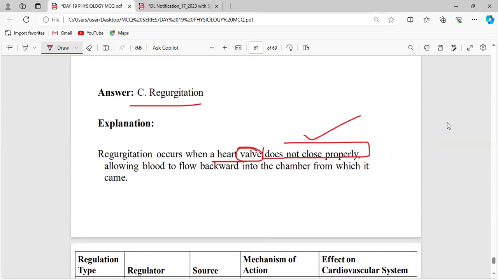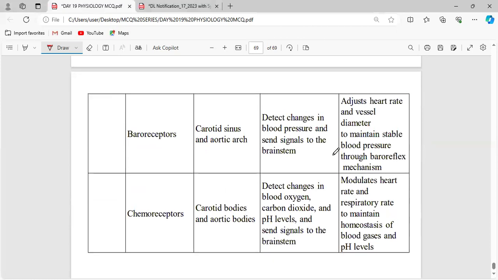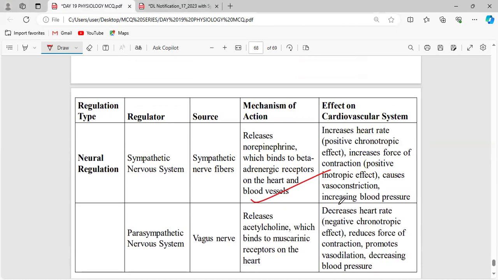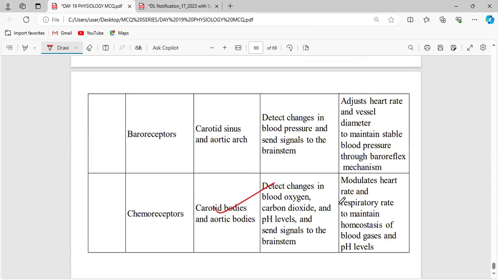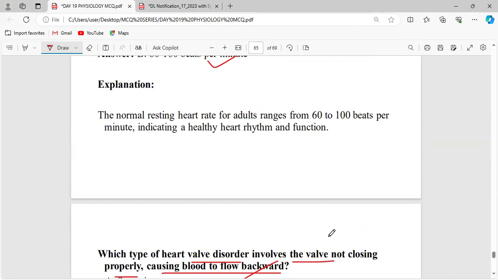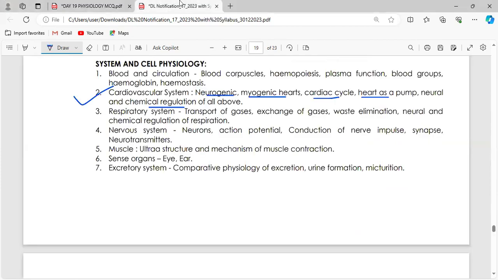So that's all about the cardiovascular system. Just read these two things. The questions will not be predominantly regarding the neural regulation, but anyhow, you have to just have a look at it. Any doubts? If you have any doubts, you can ask me now.